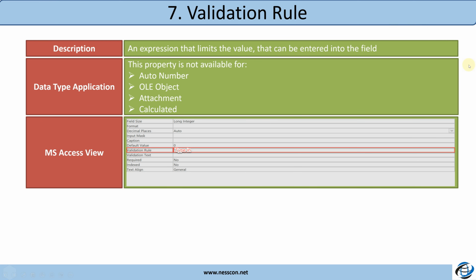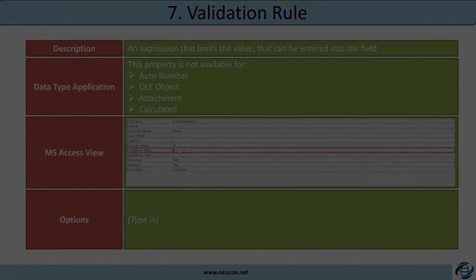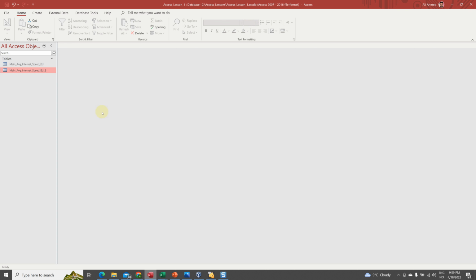This is how it looks on MS Access. Here is the validation rule, and you type in the validation rule over here. The options are only type in. So let's go to MS Access and use this property. Let's go to the design view again.